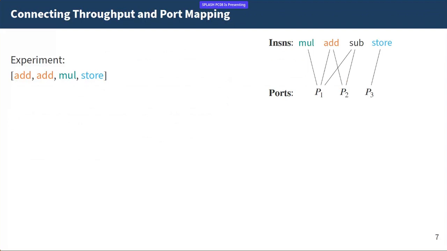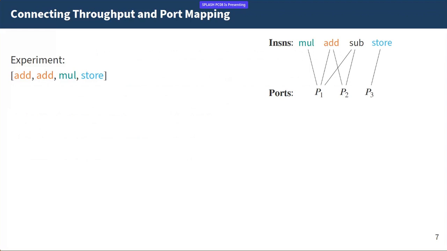So now let's look into how the measured throughput and the port mapping that we want to infer are connected to each other. With a small example, let's assume we want to execute this experiment here, consisting of two add instructions, a multiplication instruction and a store instruction, assuming no data dependencies, and assuming that we want to execute them on a processor that executes instructions according to the port mapping that you can see here. For the sake of simplicity, we assume that each instruction is decomposed into just a single micro-op, which just makes the presentation here quite a lot easier.